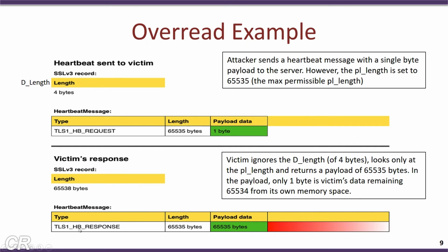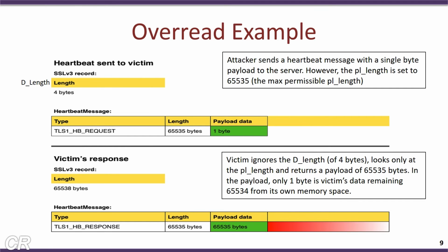It would comprise 1 byte for the type, that is TLS HP response. The length would be specified as before as 65535 bytes, and the payload data would comprise the 1 byte that was sent by the client machine, as well as 65534 adjacent bytes. Thus this particular packet gets wrapped in the SSL3 response, and therefore the length in the SSL3 response is 65538 bytes. So the length in the response from the server to the client is 65538 bytes.